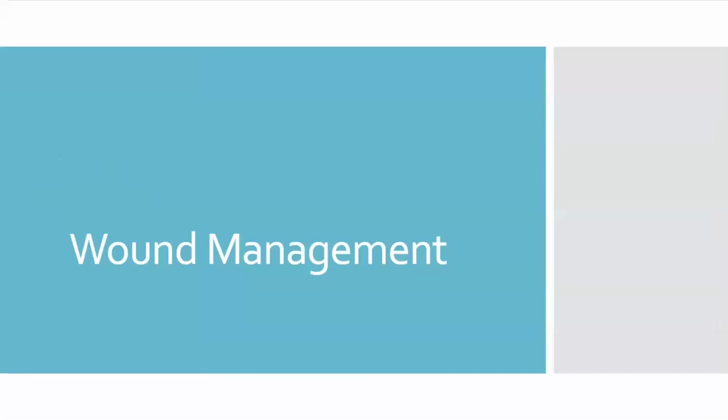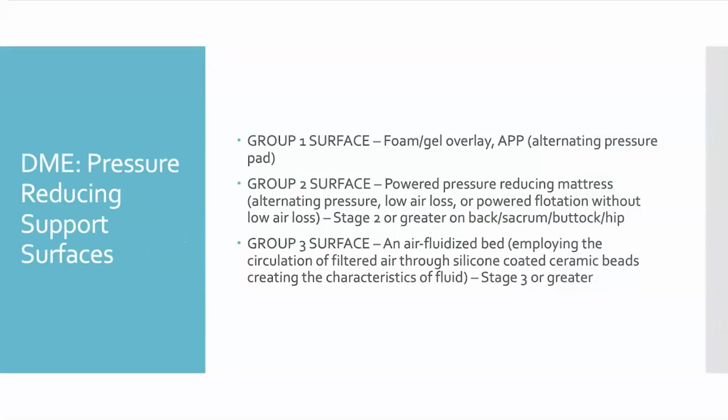So to go over wound management, the thing that is most important for you to know about is the options for pressure reducing support surfaces. These support surfaces are put into groups and dictated by Medicare. The most commonly ordered are group 1 and group 2, and we'll go over each.